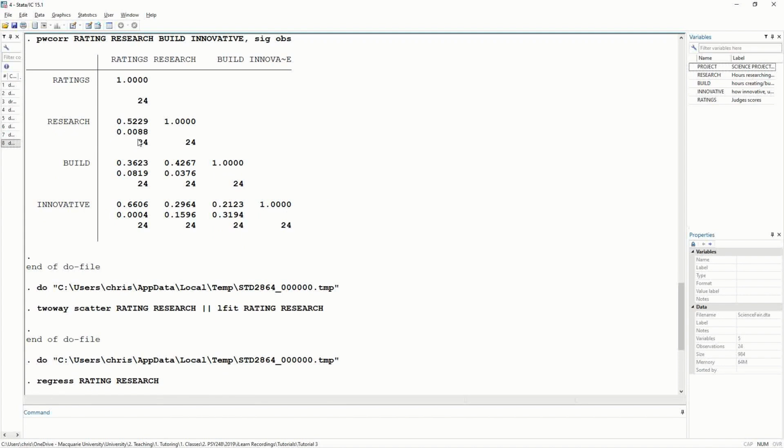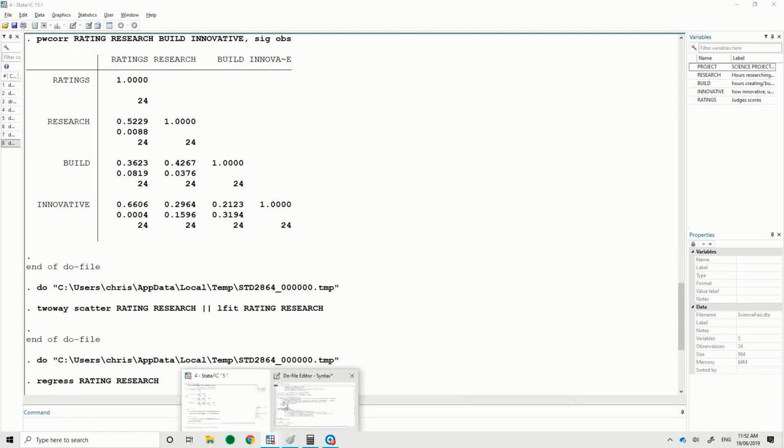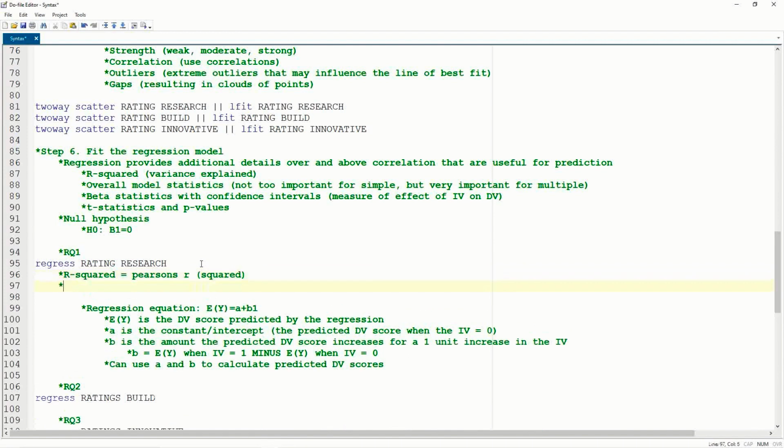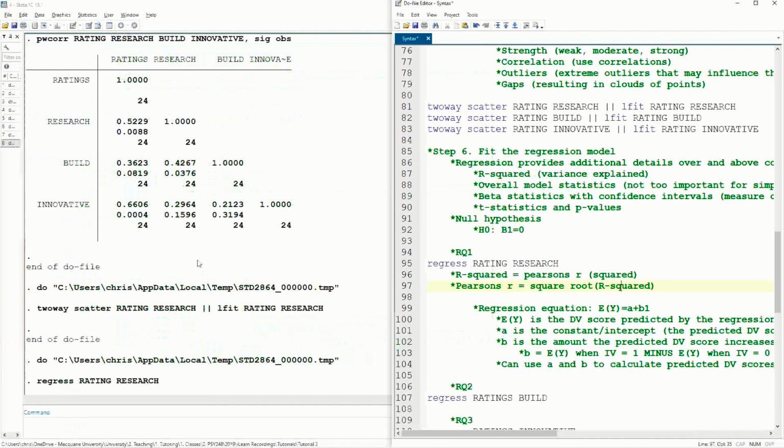So this highlights an interesting relationship that's worth noting: that R squared equals Pearson's R literally squared, and similarly Pearson's R equals the square root of your r squared. So you can actually go between the two.